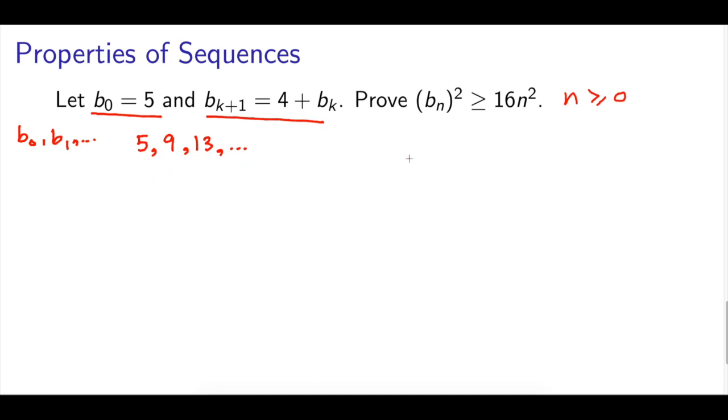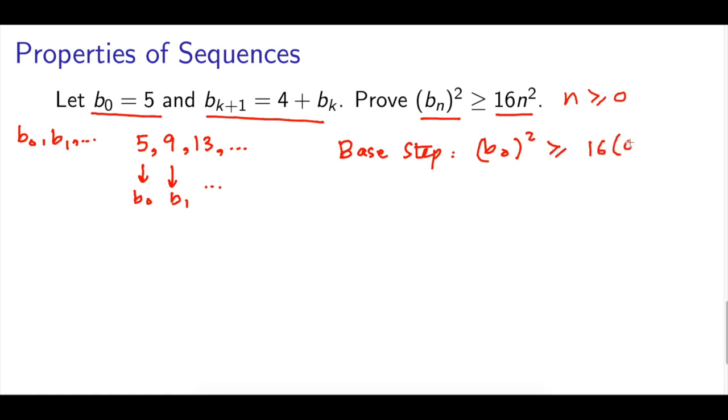What we have to show is, and this is your b0, this is your b1 and so on, we have to show that b of n squared is greater than 16 n squared. Okay, so again, what is the base step? b of 0 squared is greater than 16 times 0 squared. So this is obvious because this is 5 squared, and this is greater than or equal to 0, so this is true.